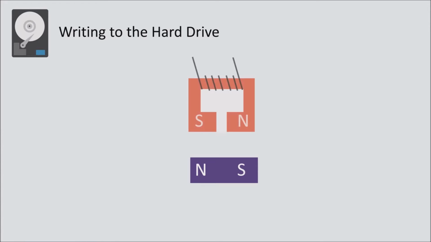Now what about actually writing it? Well, it uses an electromagnet, kind of like this one. It turns out that if you reverse the current flow, the polarity switches with it, so now you can write both zeros and ones.